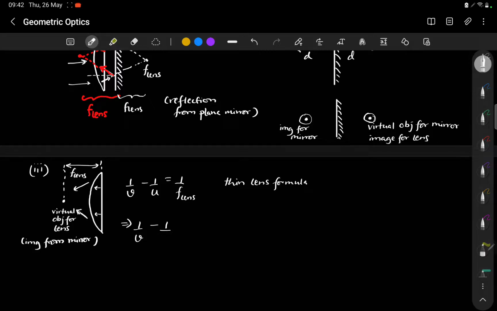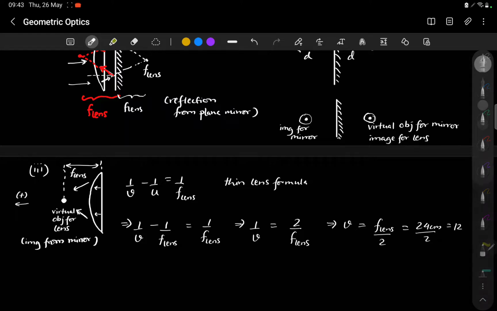So U in our case is F lens, same distance. The object is over here. This is the virtual object for lens, and this left direction is positive. This is the direction of the rays. So we get V is equal to F length by 2, which is equal to 24 centimeter by 2, which is 12 centimeters.